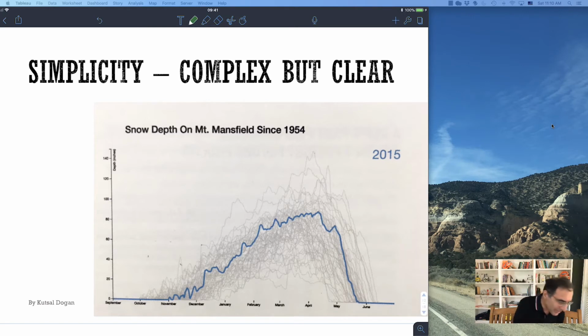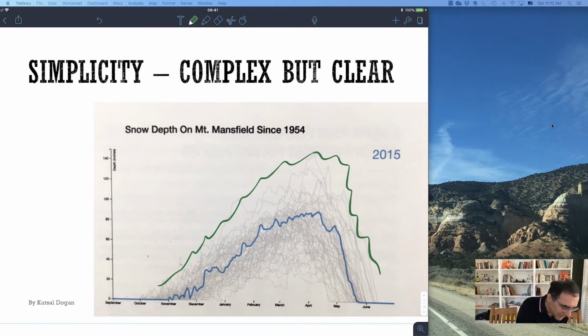So here are the extreme points. Here are some extreme years, right? And here is another extreme year. One at the top is high, another one at the bottom is low in terms of snow depth. Okay, but immediately, it's a very complex chart. A lot of data is here, but it's very clear. Okay.